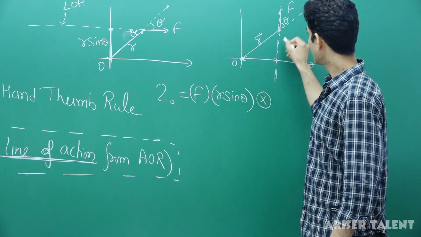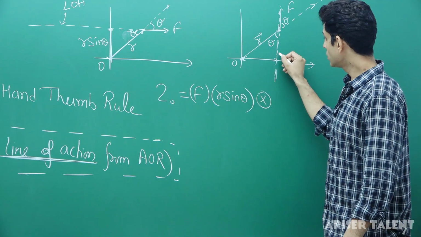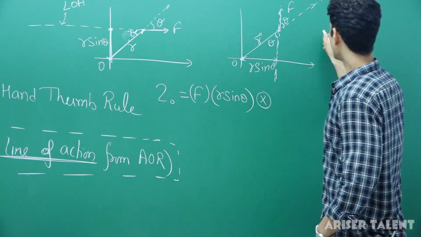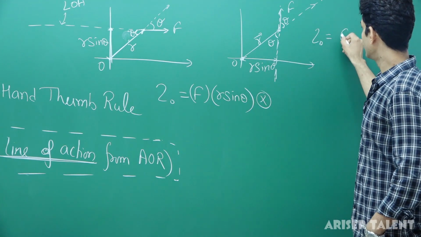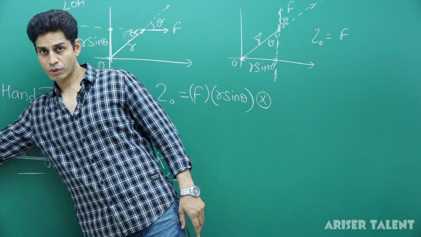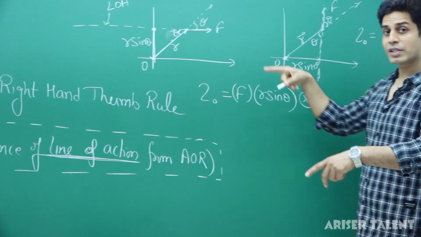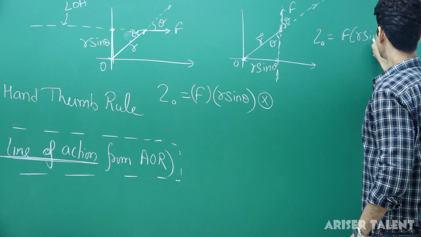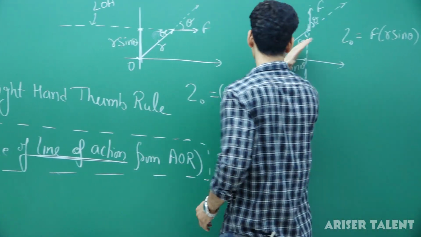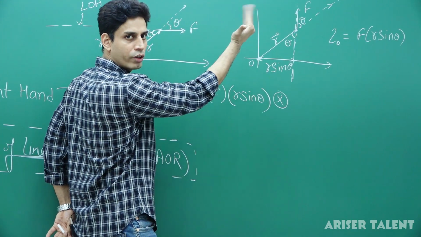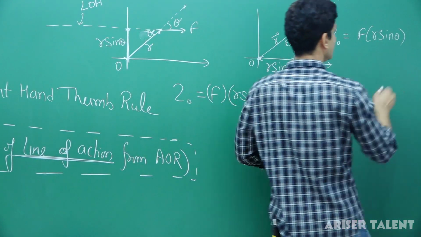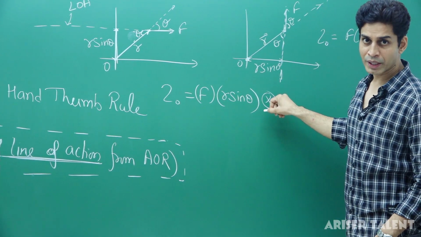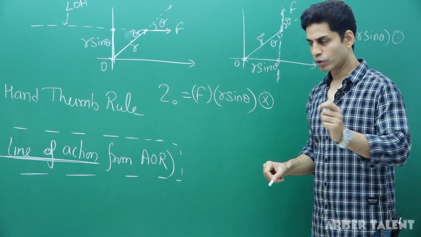Now, what is the perpendicular distance of this line of action of force from this origin? It is this. Now, this is theta, this is theta. This is a right angle triangle. This is R, this is theta. So this will be R sin theta. So the torque about O is F times the perpendicular distance of the line of action from the axis of rotation, which is R sin theta. And the direction is R cross F. It is coming outside, and outside we represent by a dot, and inward we represent by a cross.